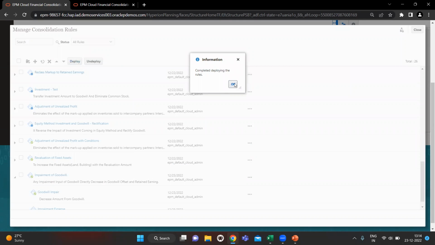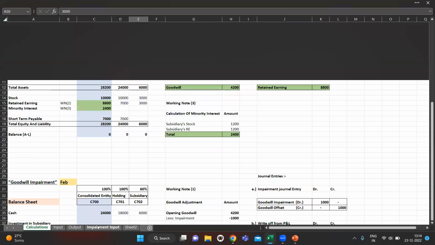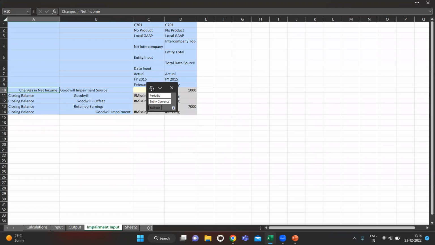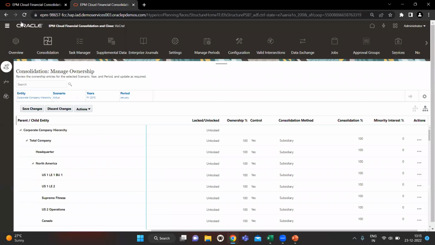Okay, so the rule is deployed, and let's go to our Excel, and this is the impairment input sheet I will show you. I have chosen C701 as the holding because we are going to impair the goodwill from the holding, and it will roll up to C700. So what I am going to do is choose the movement as changes in net income, and select this goodwill impairment source. Again, I will show you from where I have taken this.